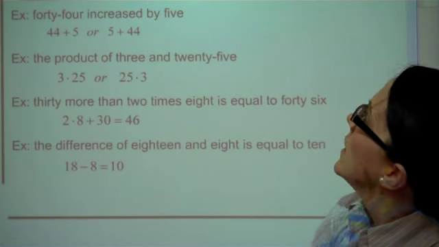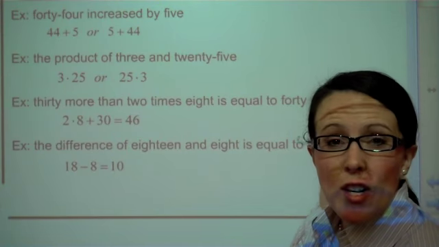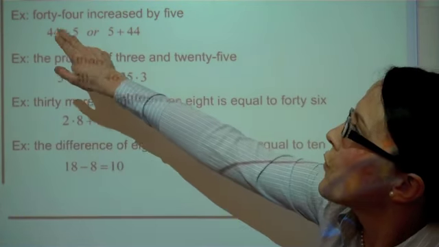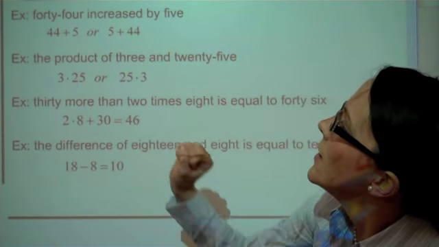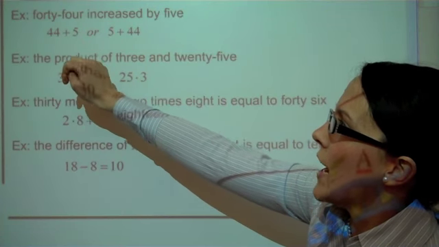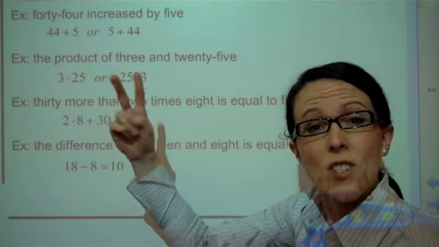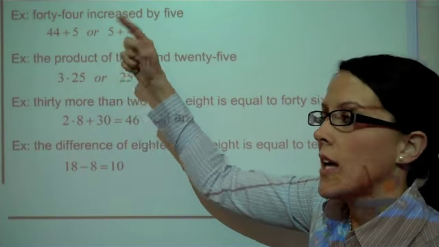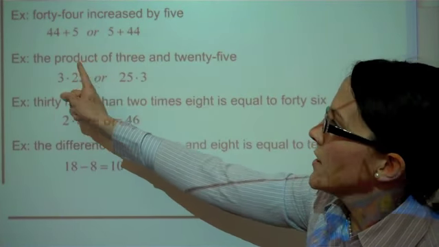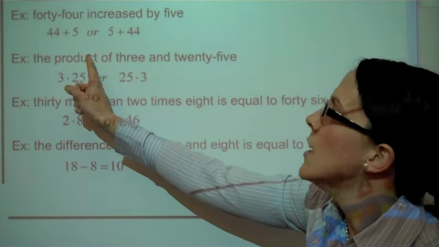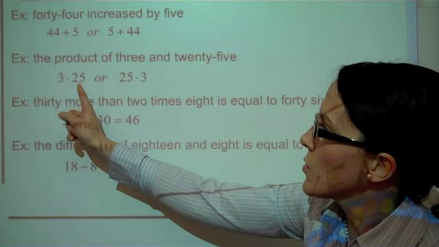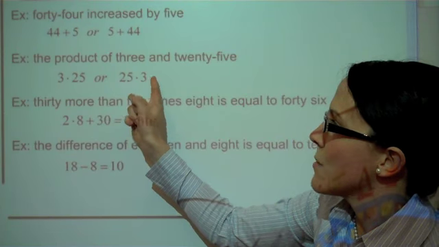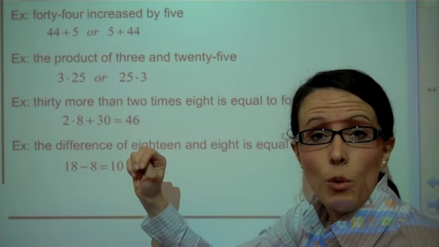Final slide. Translating expressions and sentences. So here's some examples again. So 44 increased by 5. You can write that two ways. Okay. 44 plus 5, or because it's addition, you can switch it. 5 plus 44. Next example. The product, think what that means, multiplication, product of 3 and 25, 3 times 25, or 25 times 3. You can do it in either order.